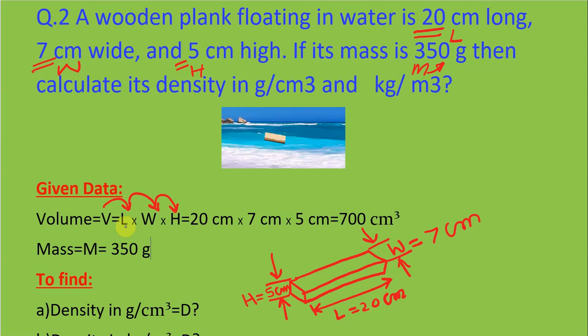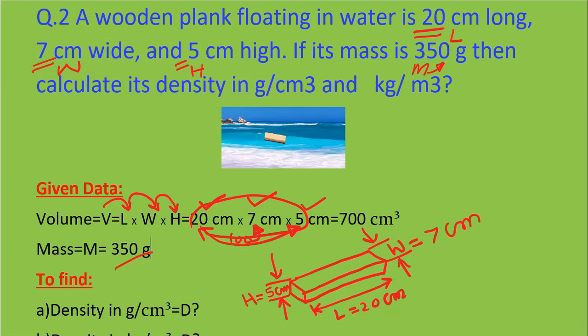Length is already 20 centimeter, width is 7 centimeter, and height is 5 centimeter. So if we multiply 20 by 5, we will get 100, and if we multiply that 100 by 7, we will get 700. So if you multiply all these numbers, you will get 700 cubic centimeter.